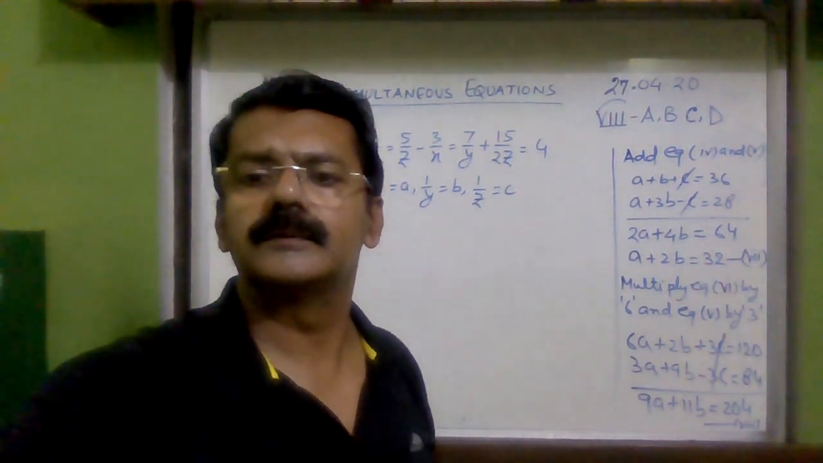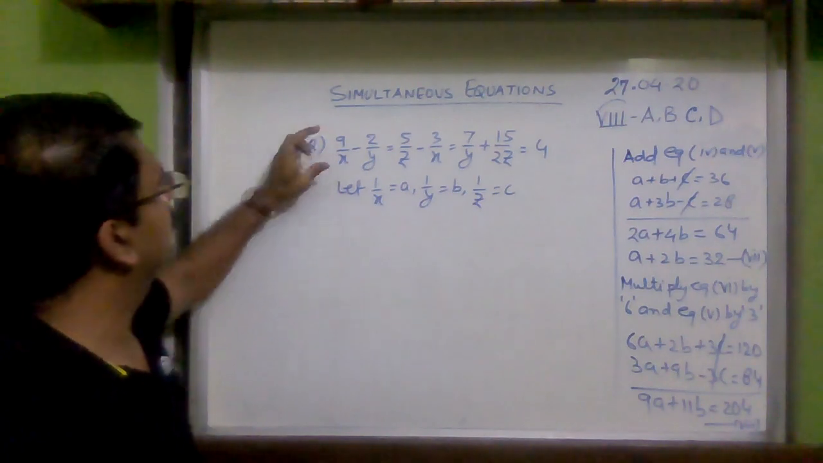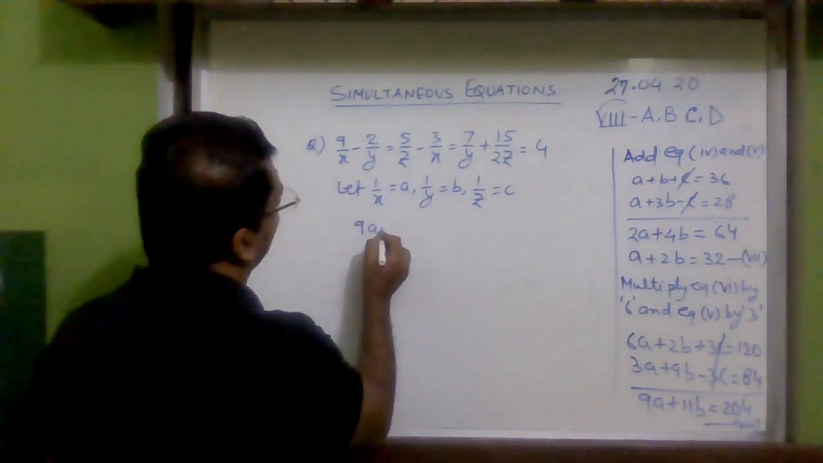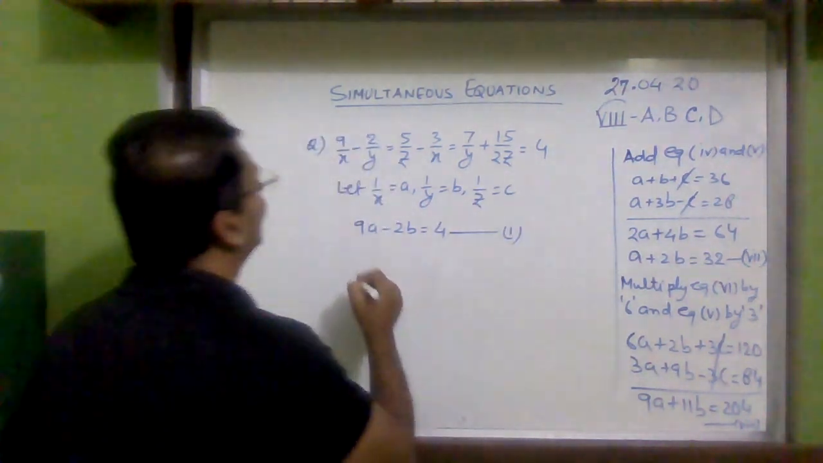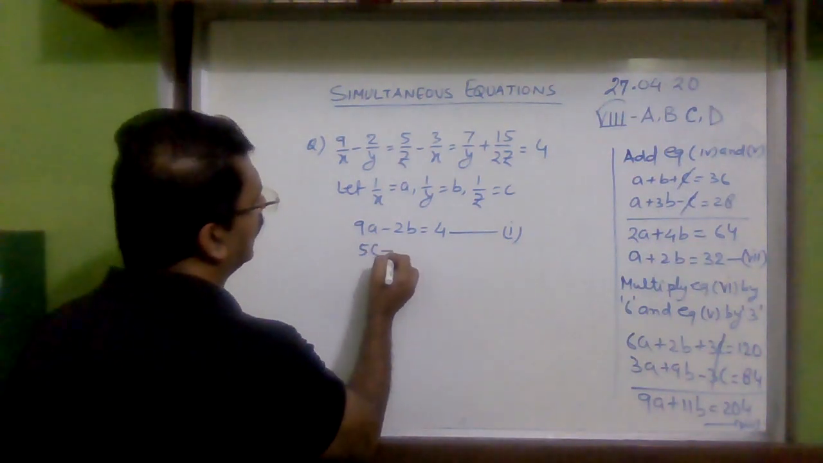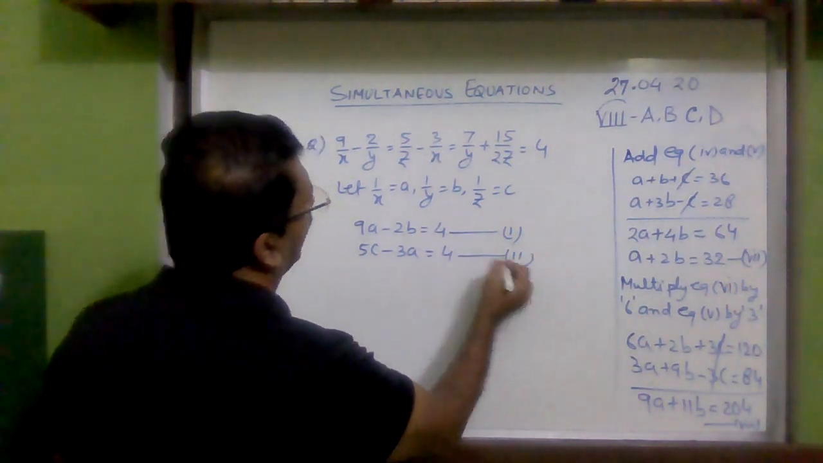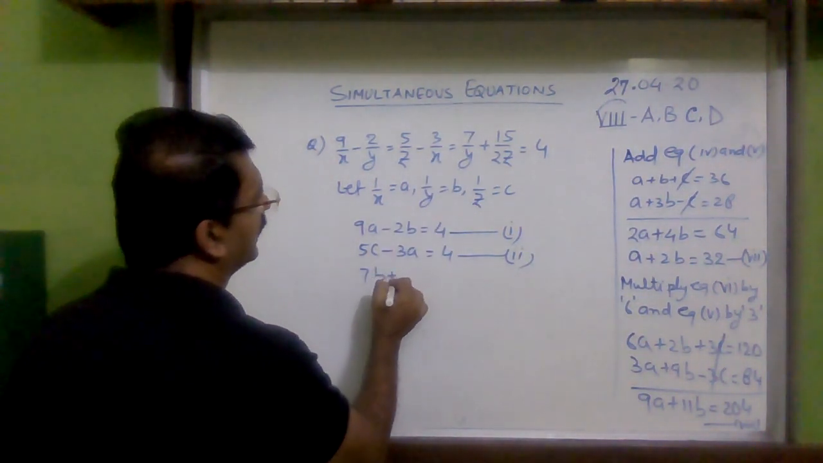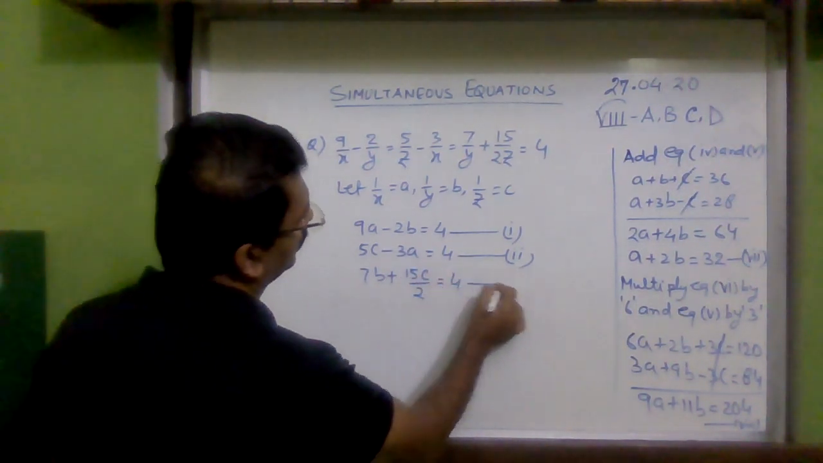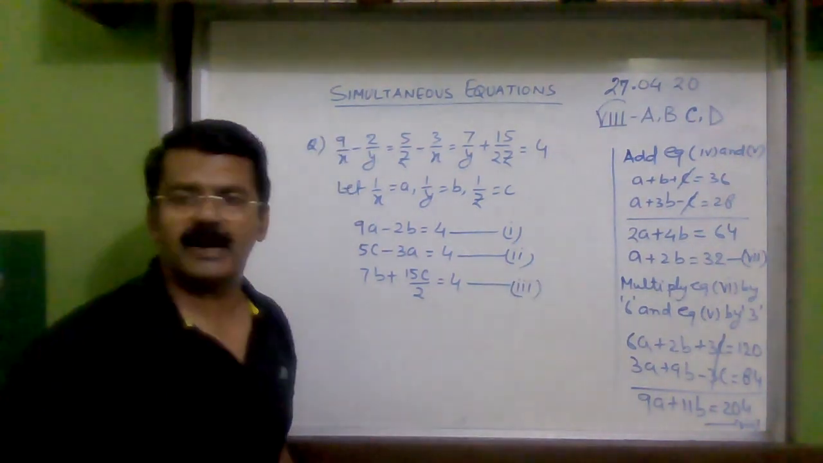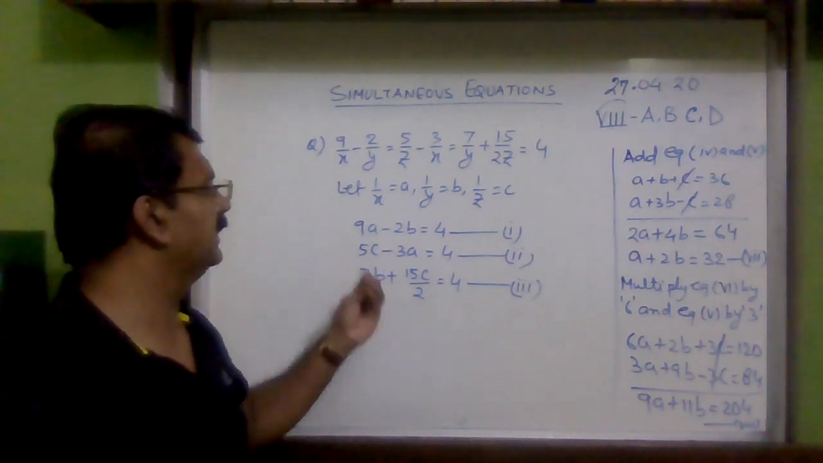Now, as all the parts are equal to each other, the first part is 9a minus 2b is equal to 4, equation number 1. Then 5c minus 3a is equal to 4, equation number 2. And then 7b plus 15c upon 2 is equal to 4, that is equation number 3. Now we have 3 equations and we have to solve these 3 equations to get the values of a, b and c.